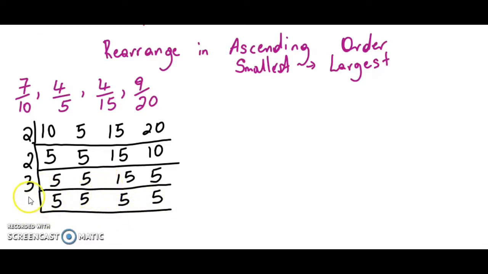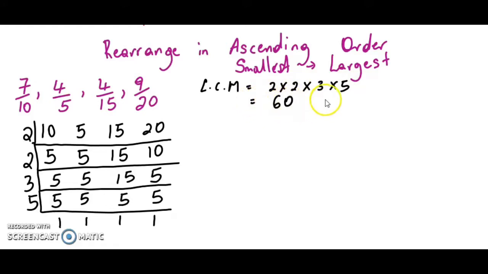My next prime number would be 5. So 5 into 5 goes 1 time, and this is what we have here so far. So to write our LCM, we're going to multiply 2 times 2 times 3 times 5 in order to get our LCM, which is 60.